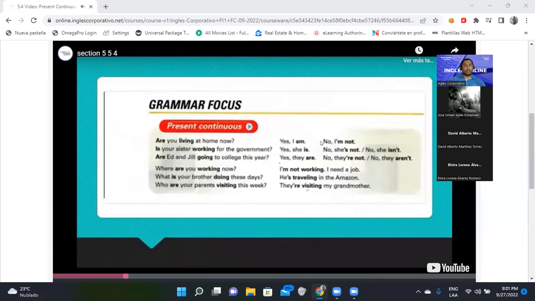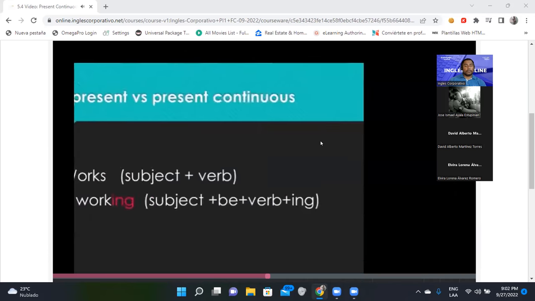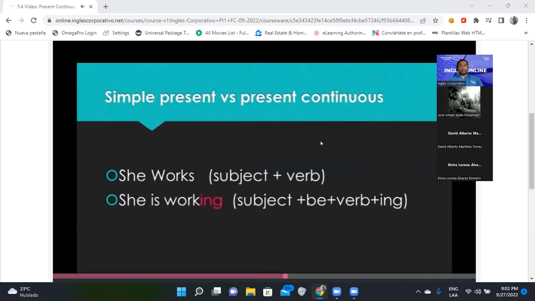Present continuous. Are you living at home now? Yes, I am. No, I'm not. Is your sister working for the government? Yes, she is. No, she's not. No, she isn't. Are Ed and Jill going to college this year? Yes, they are. No, they're not. No, they aren't. Where are you working now? I'm not working. I need a job. What is your brother doing these days? He's traveling in the Amazon. Who are your parents visiting this week? They're visiting my grandmother.